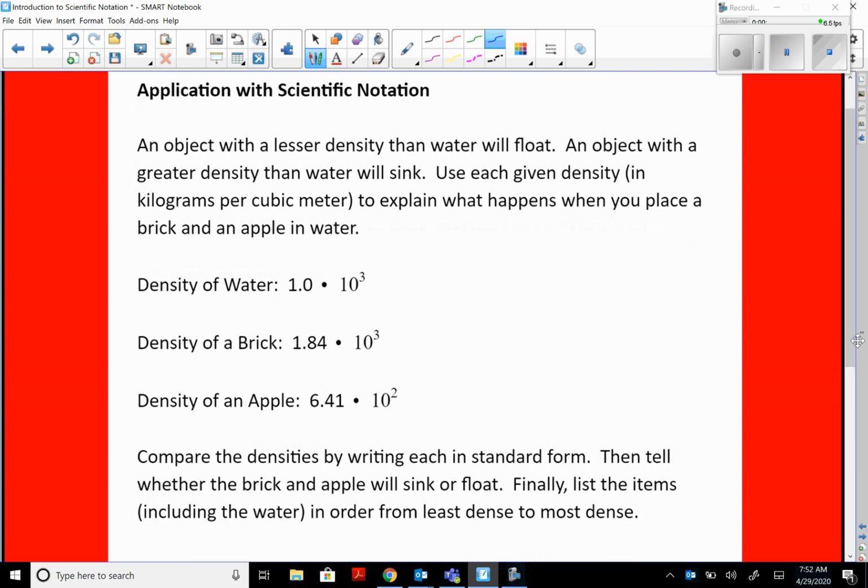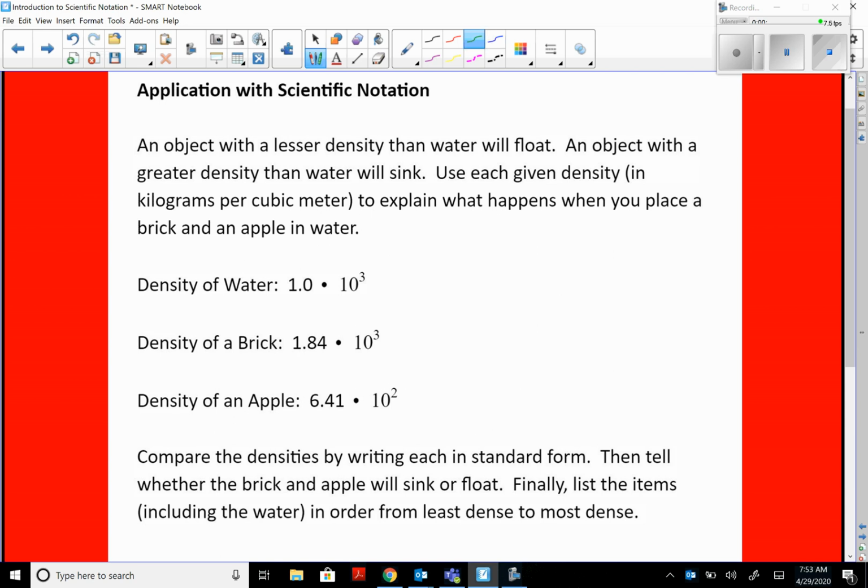Compare the densities by writing each in standard form. Then tell whether the brick and the apple will sink or float. Finally, list the items, including water, in order from the least dense to the most dense. So let's start with the density of water.